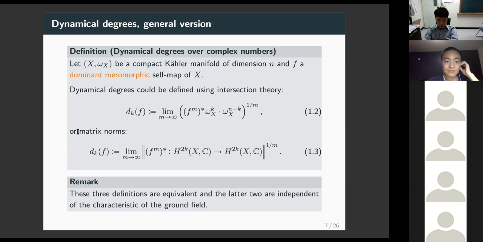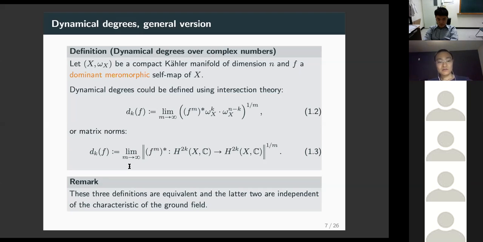Or we can use the matrix norm. These two are equivalent. So we give an arbitrary norm for this complex vector space, and then we have an induced norm for this linear transformation. The norm doesn't matter because we take the mth root, and then the limit of this mth root.